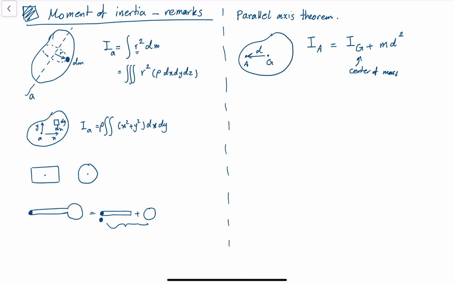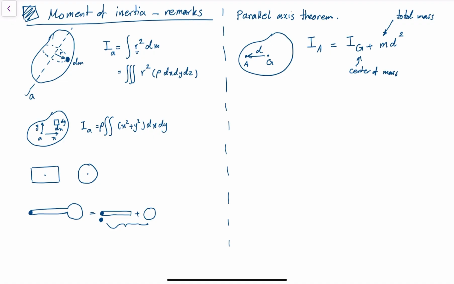Distance is always from the center of mass. Well, the proof is relatively easy. I'm not going to go into it. But this is how you can calculate moment of inertia about an axis that is parallel to the one passing through the center of mass, but a distance d away from it. And this m is the mass of your rigid body.